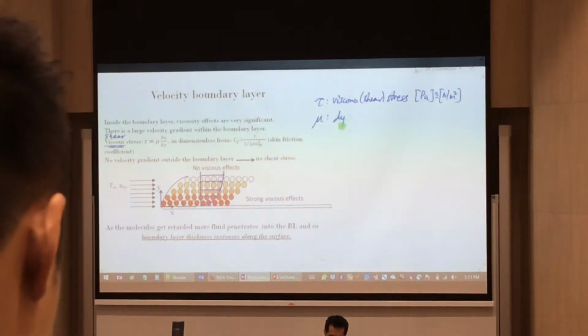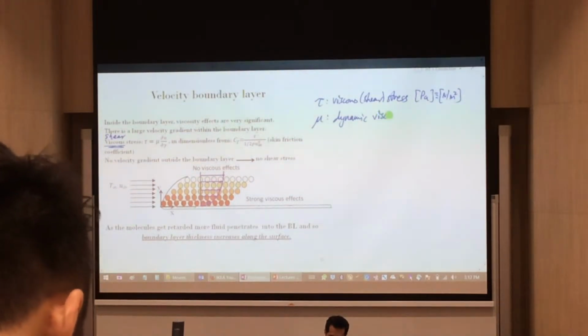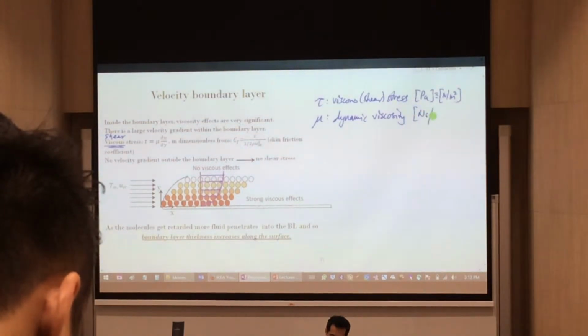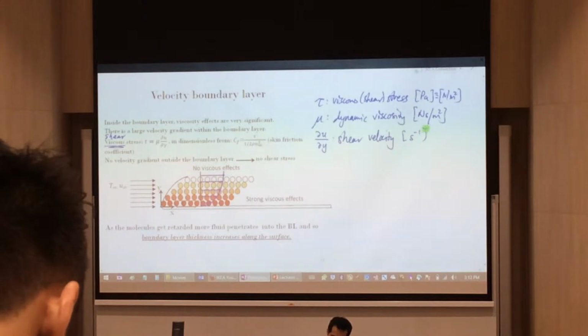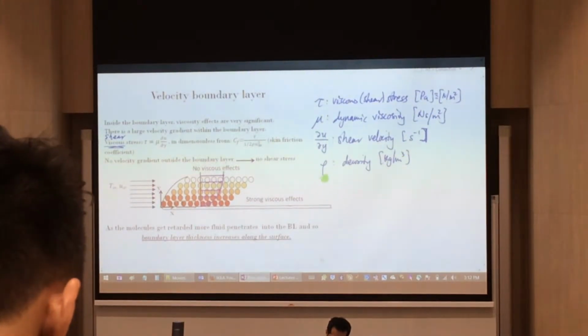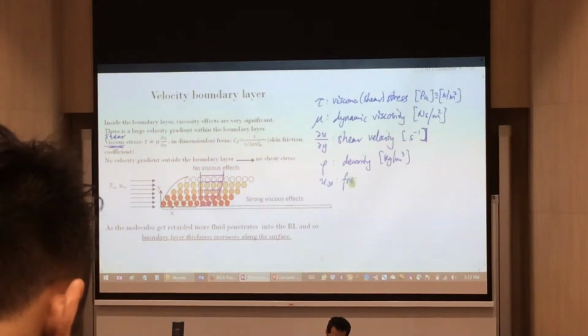And mu is your dynamic viscosity, and it has a unit of newton seconds per meter squared. And del u del y, that is your shear velocity, and it has a unit of s to the power minus 1, that is 1 over seconds. Later on, I'm also going to have rho as my density, so that's kilograms per meter cubed. And you're going to see u infinity, again, that's the free stream velocity, in meters per second.